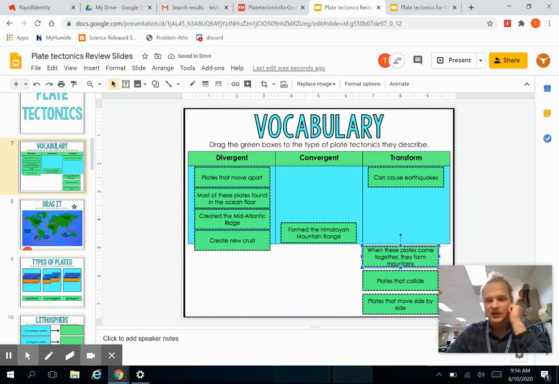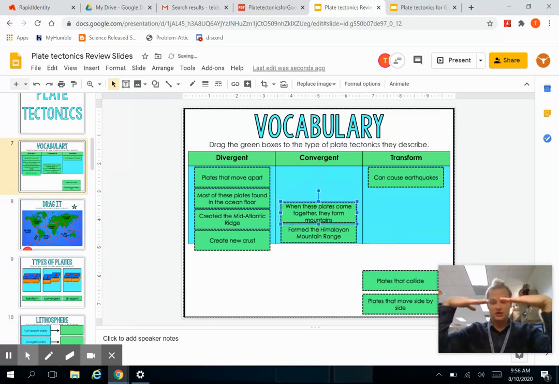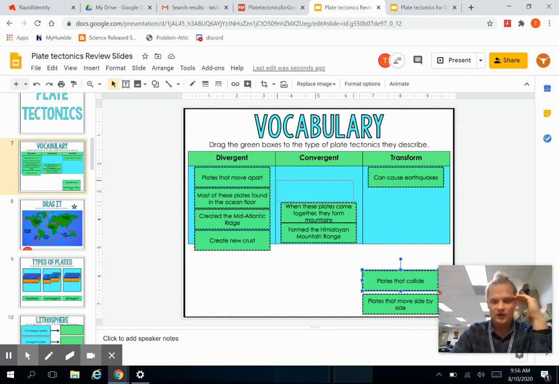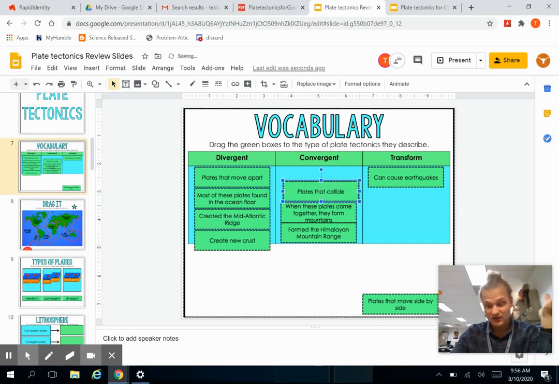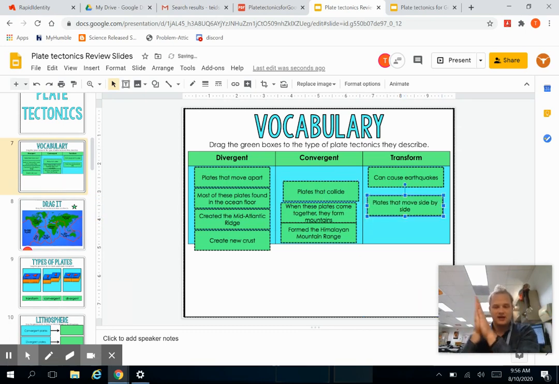When these plates come together, they form mountains. So again, we've got two mountain ones, convergent, they're coming together. Two continental plates come together, and they form a mountain. You could have the same thing happen with ocean plates, forming an underwater mountain as well. Plates that collide, convergent, they're converging on each other, they're going to collide. So they both start with C. Plates that move side by side, that's going to be transform because they're sliding back and forth. Nice work, everybody. Let's keep on going.